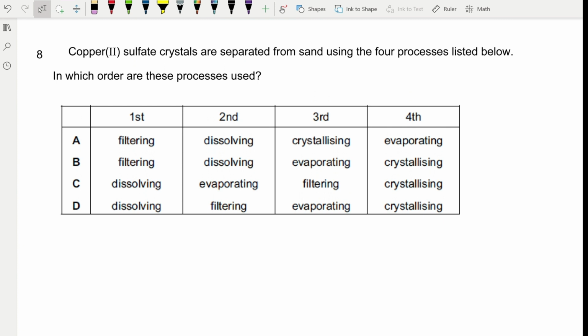Question 8. Copper 2 sulfate crystals are separated from sand using 4 processes listed below. In which order are these processes used? Copper 2 sulfate is soluble in water, whereas sand is insoluble. So we can dissolve copper sulfate first, and then filter the sand out, and then evaporate the water and crystallize the copper 2 sulfate back. So answer is D.